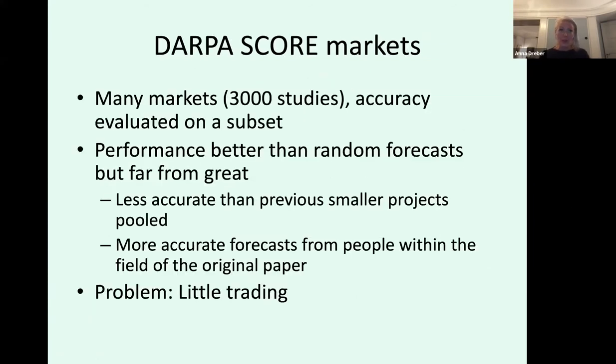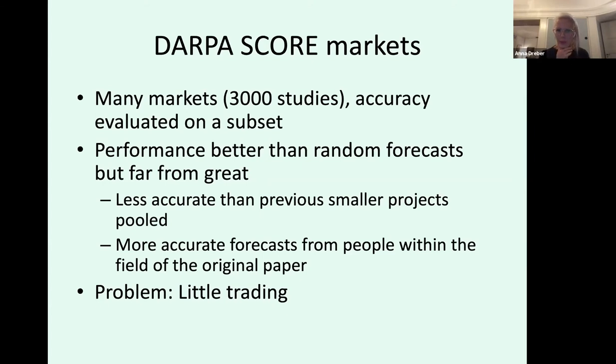Okay, so when it comes to the DARPA SCORE markets, here I played a super tiny role. The person to talk to is Thomas Pfeiffer, who's in the audience, so maybe he can jump in if there are questions on this. But as Fiona was saying, there were many studies to be predicted here. We set up prediction markets for 3,000 studies, and accuracy is being evaluated on a subset of these, because not all of these 3,000 studies are actually replicated. What the results suggest so far is that performance is not very good. It seems to be better than random forecast, but it's far from great, and it's less accurate than in our previous smaller projects that I just showed you.